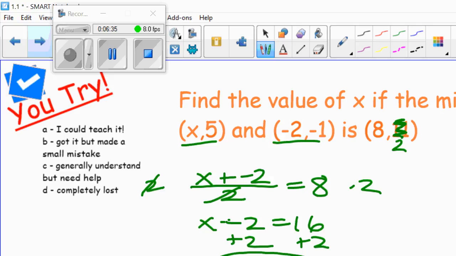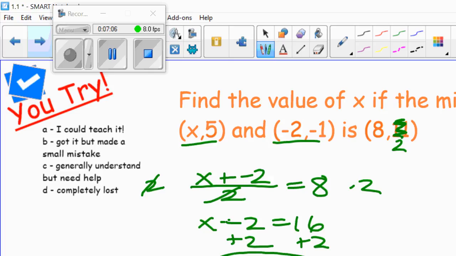Okay, you're going to hold up A: I could teach it, I got it, 100%. B: I got it, but I made a small mistake. I understand, I just Googled. C: I generally understand, but I need help, it's a little shaky. And D: I don't even know what classroom I'm in, I'm that lost. You ready? Hold them up. Back, front. Got them all.